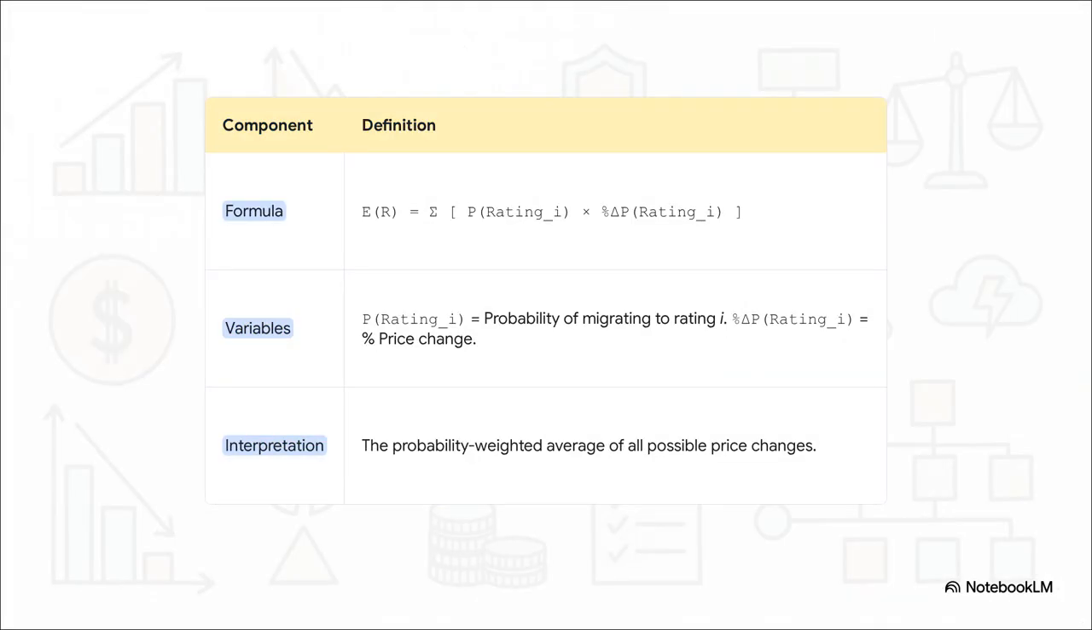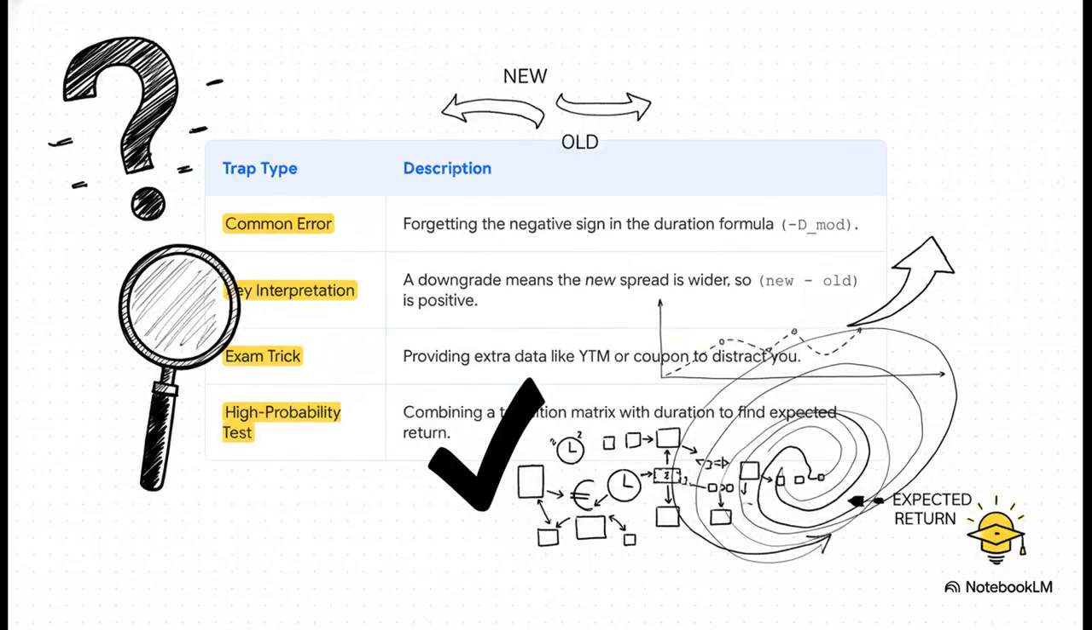And this is where it all comes together. We're taking all of those potential price changes we just talked about, weighting each one by its specific probability, and then adding them all up. What you get at the end is the single best estimate for the bond's return, taking into account all the uncertainty around its future credit rating. Pretty neat, huh?